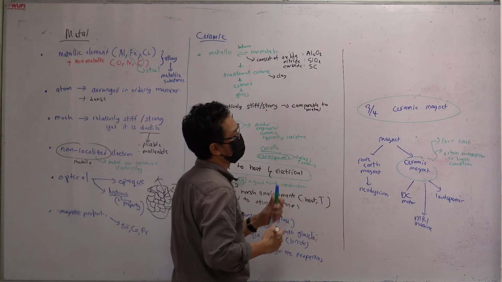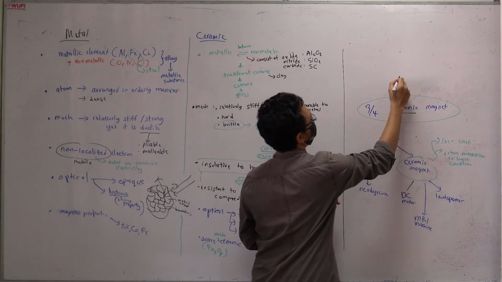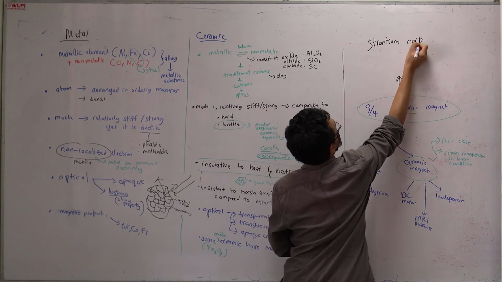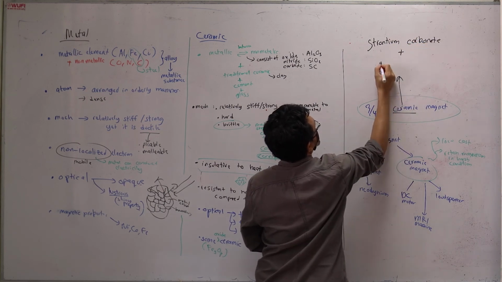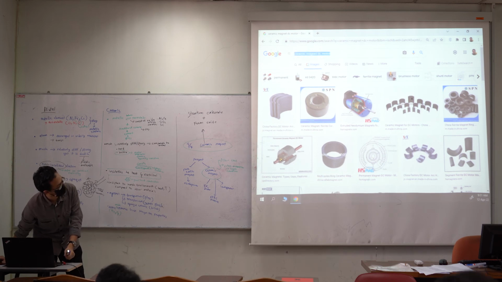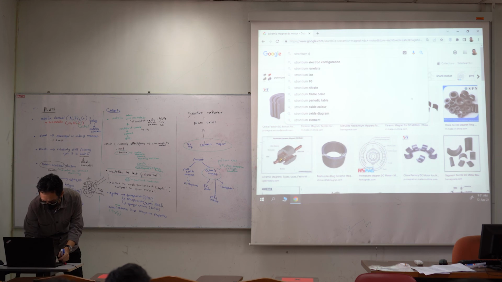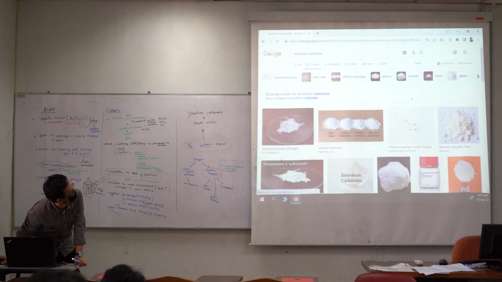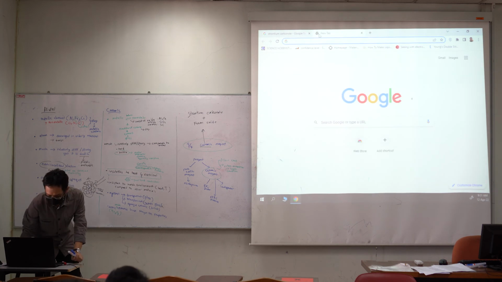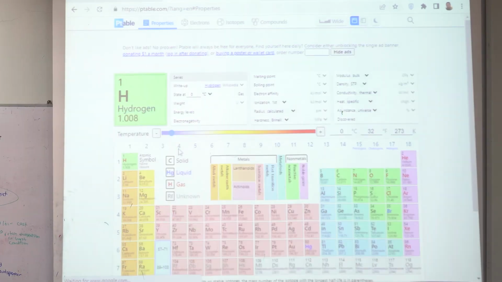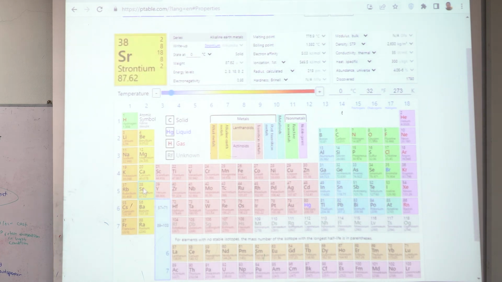The term ceramic, where does it come from? The term ceramic comes from this strontium carbonate, and then they add ferrum oxide. Strontium carbonate is just like another carbonate. Strontium is pretty stable. It's one of the elements that you can find in the periodic table. Where is strontium? This one, strontium here, one of the elements in the periodic table.